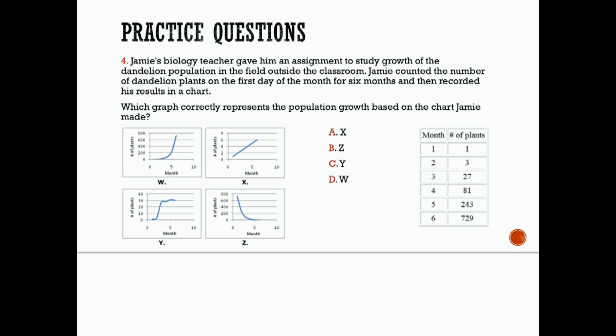So pause this, look it over, and see which one matches up the best. All right, the dandelion population Jamie is studying is growing at a near exponential rate. Look, it starts at 1 and it increases like crazy after 6 months. So, since growth patterns of this type are represented with a J-shaped exponential curve, it looks like W is going to be our best bet. So, W lines up with answer choice D.